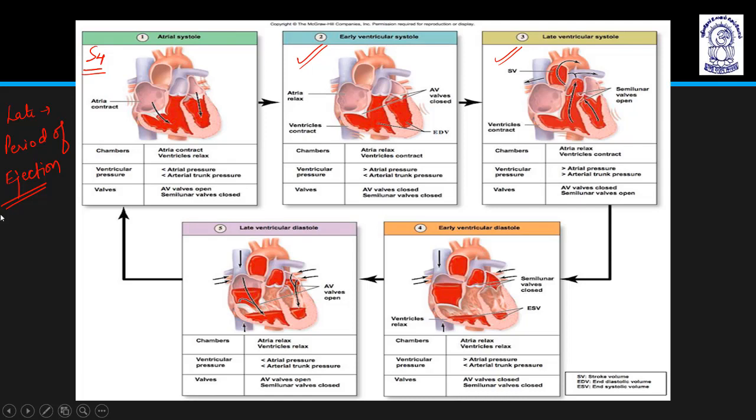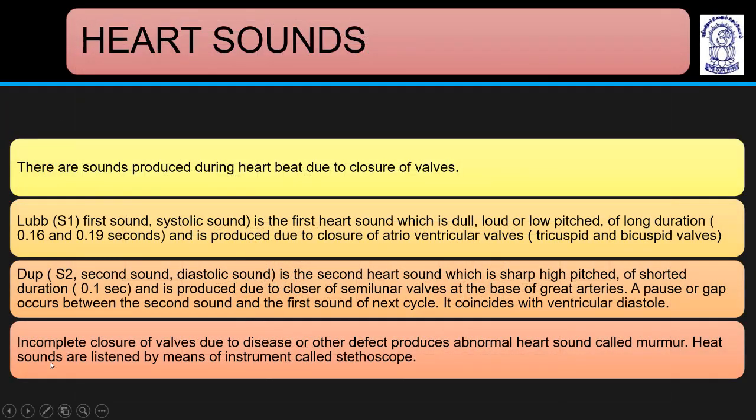So, my dear students, this is all about the conduction system of the heart and the cardiac cycle. Now the heart sounds. There are sounds produced during the heartbeat due to the closure of valves. Lub is the S1 first sound, the systolic sound. This first heart sound is dull, loud, or low pitched, of long duration, 0.16 to 0.19 seconds, and is produced due to the closure of atrioventricular valves, tricuspid and bicuspid valves. This happens because of the ventricular systole.